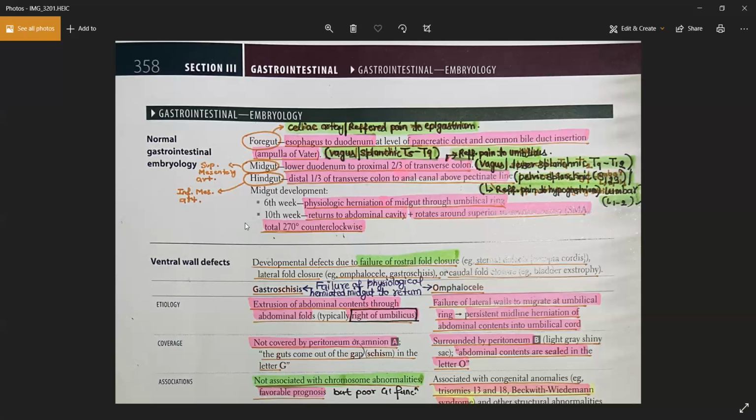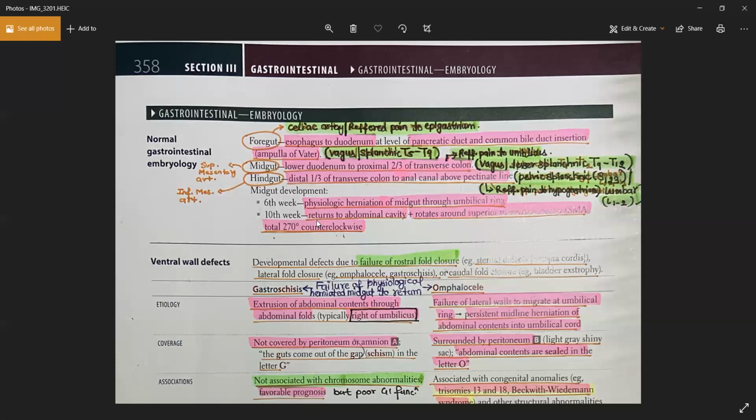Between the 6th and the 10th week, this midgut is rotated 90 degrees. Very important: it is rotated 90 degrees counterclockwise. Because it is the largest structure, it just cannot be accommodated in the fetus. So the physiological herniation generally occurs at the 6th week of development. During the herniation process, the midgut is herniated out of the fetal body through the umbilical ring, and then rotates 90 degrees. Then at the 10th week, this midgut returns back to the abdominal cavity.